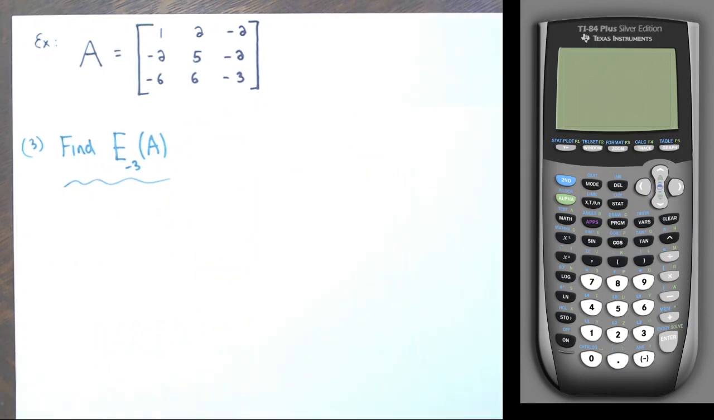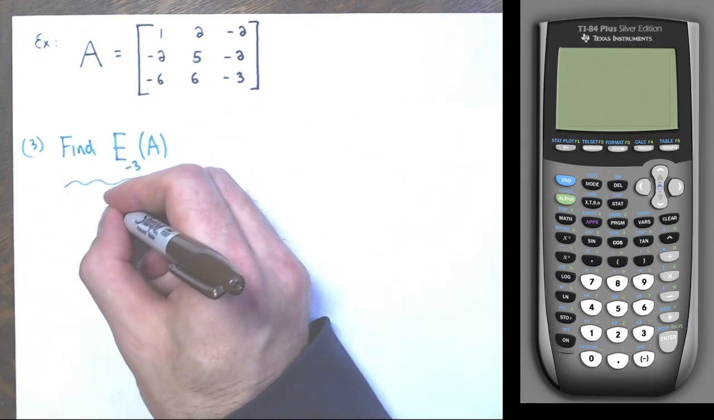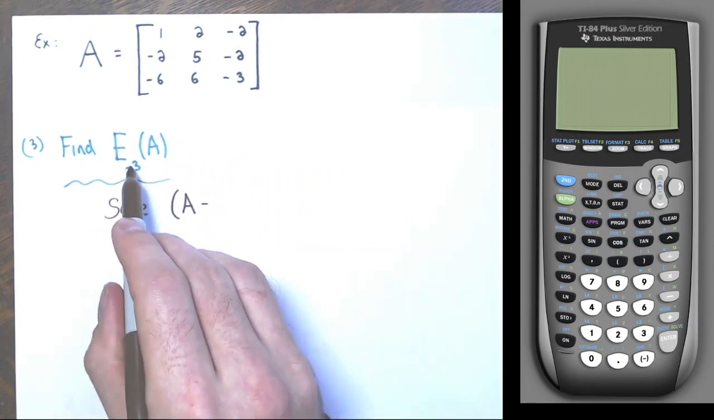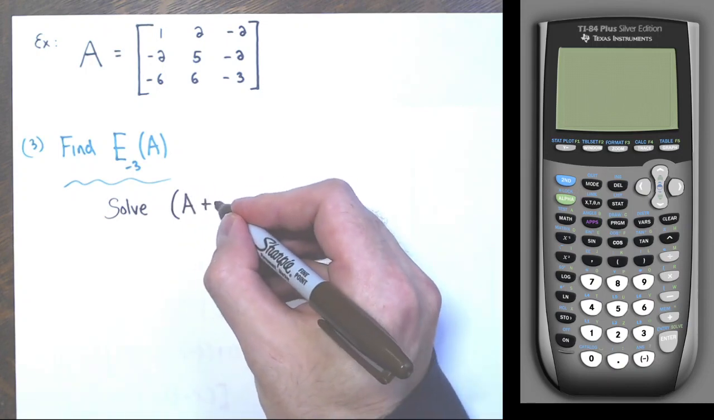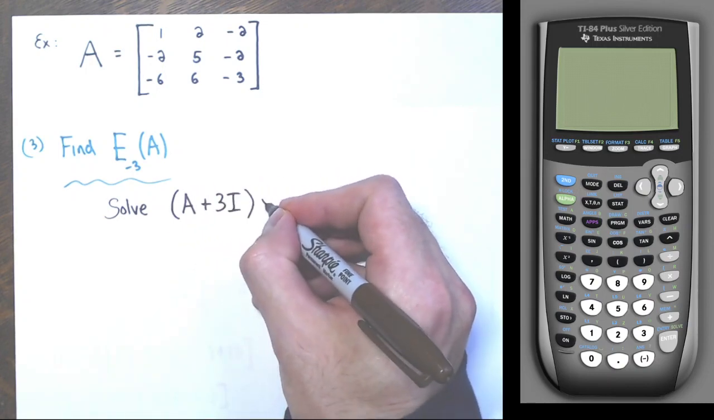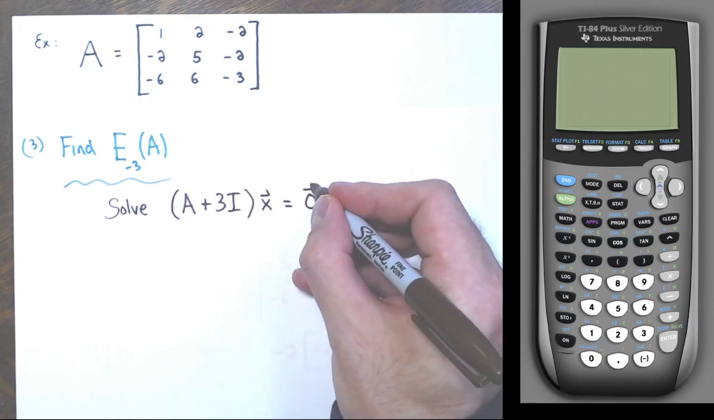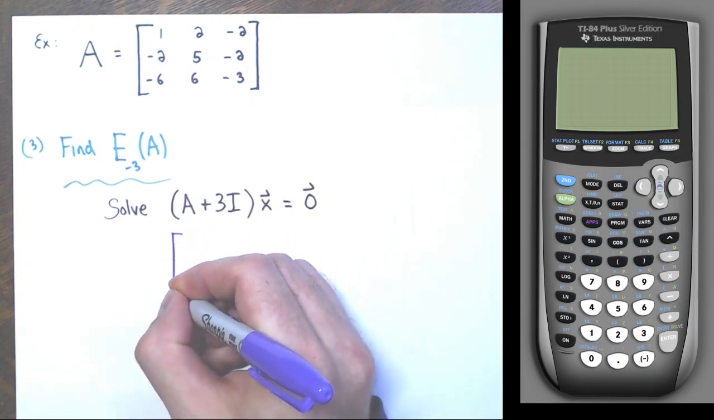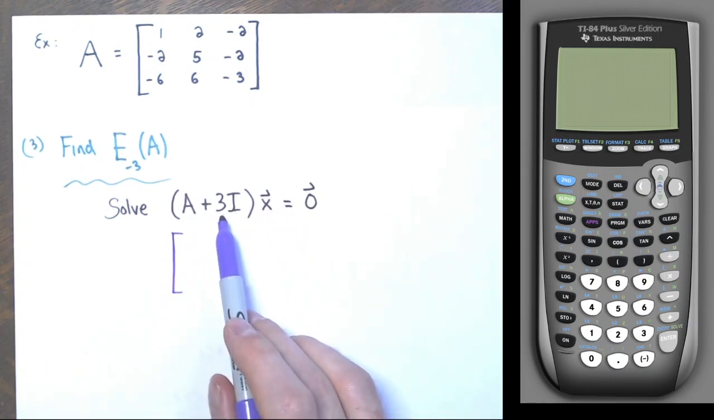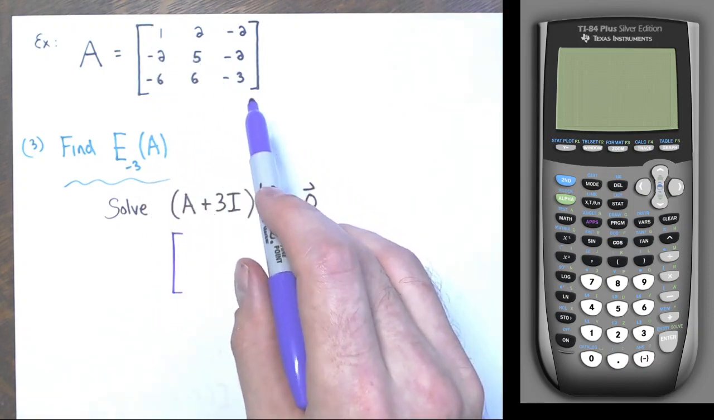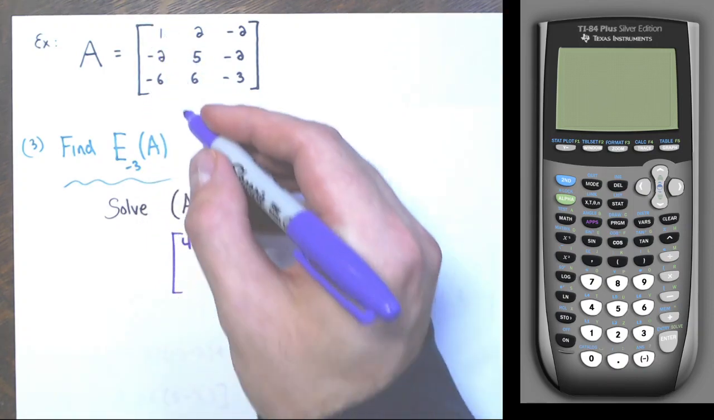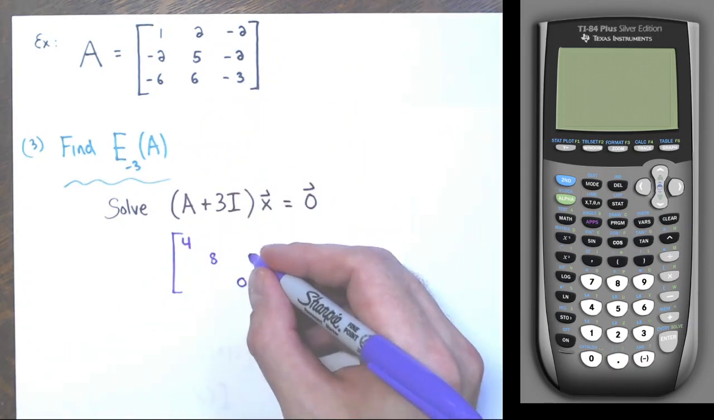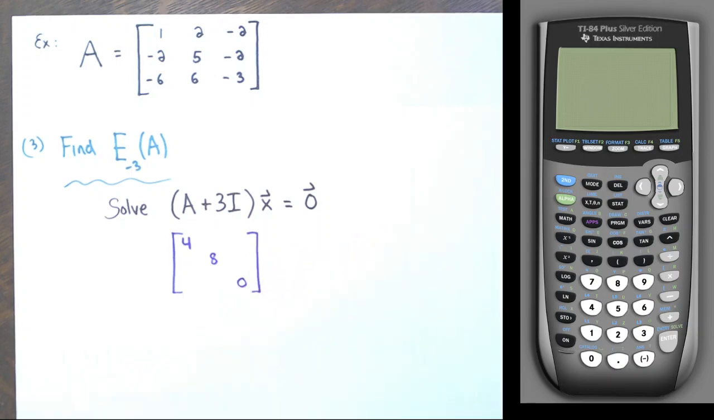So remember how this goes. It's the same stuff. Trying to solve this equation. A minus -3I, so A plus 3I, times some vector x. When's that equal to the 0 vector? Now, what is this matrix? What is A plus 3I? It's just matrix A, where I'm adding 3 to the main diagonal entries. So 1 plus 3, 4. 5 plus 3, 8. -3 plus 3, 0. And then all the other entries remain the same.